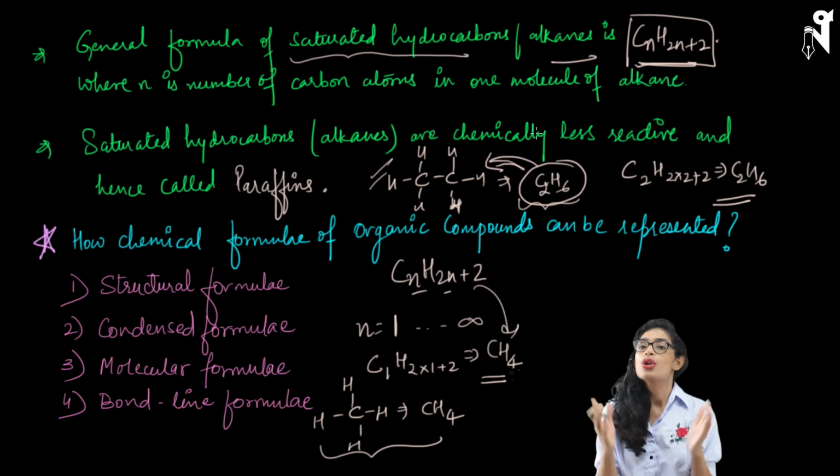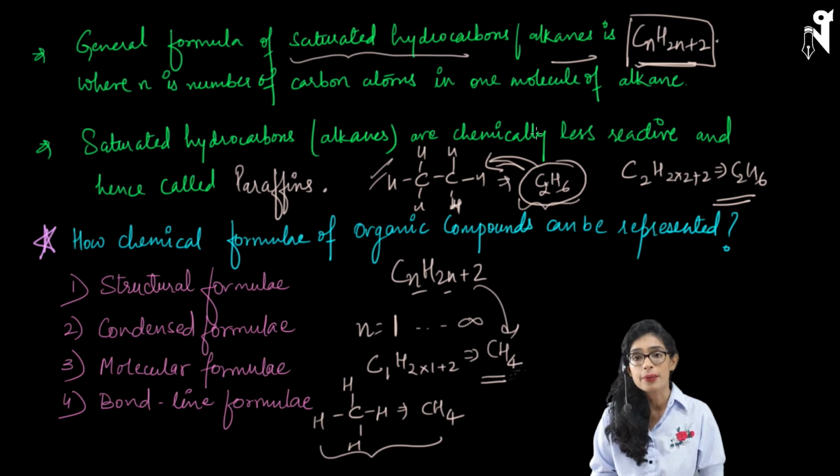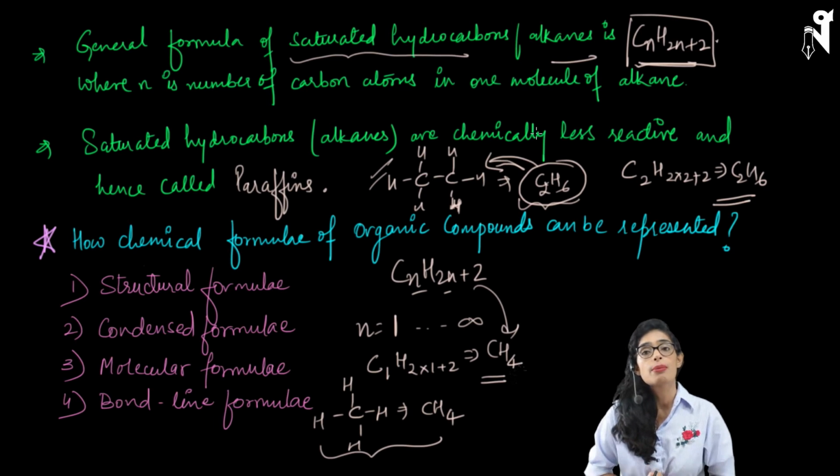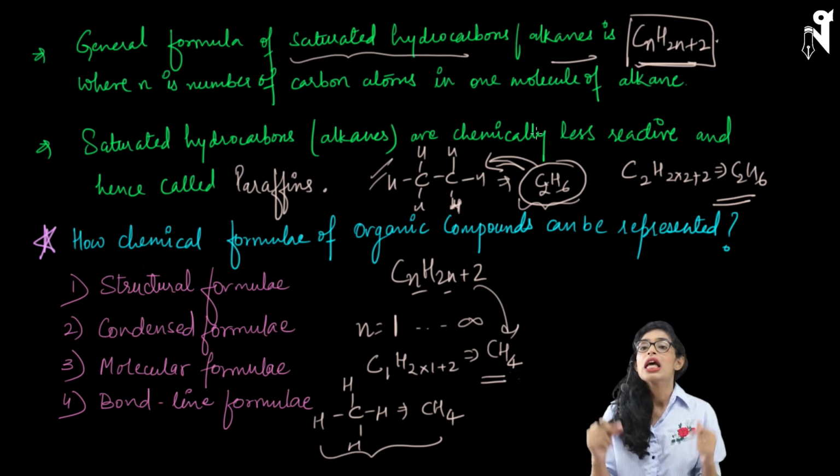Then it is easier to use the general formula and write the molecular formula of the specific alkane, depending upon how many carbons you want in the alkane. So you will get the alkane formula instantly. Okay, so this is about the general formula of alkane, where n means the number of carbon atoms.